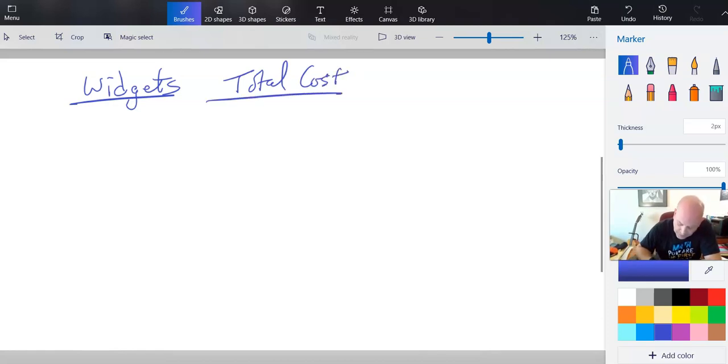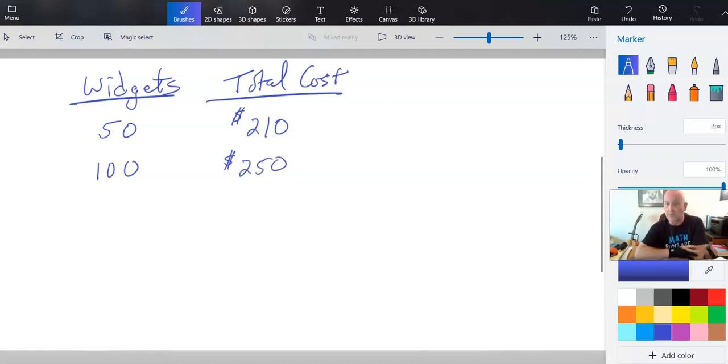So it turns out to produce 50 widgets, and that's everything we're producing, it costs the company $210. Okay, to produce 100 widgets. Now, normally you would think, oh, well, it's going to cost $420. No, it costs $250 to produce 100 widgets. Okay, so we need to figure some stuff out.